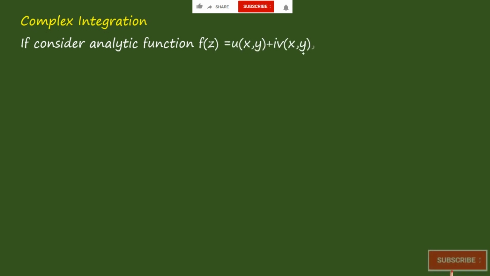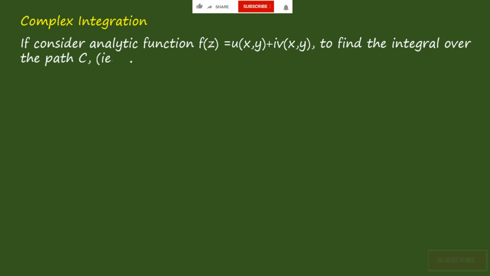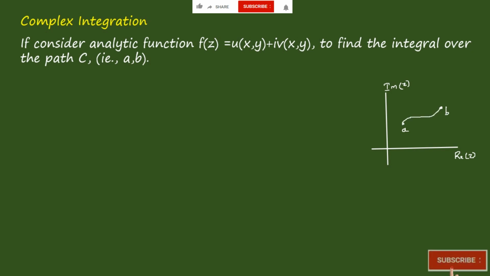If you consider an analytic function f of z, which is equal to u plus iv, a function of x and y, to find the integration over the path c between a and b. If you consider the graph here, this is the real part of z, and this is the imaginary part of z. And from point a to point b, if you want to find the integration, then you have to know the function f of z.